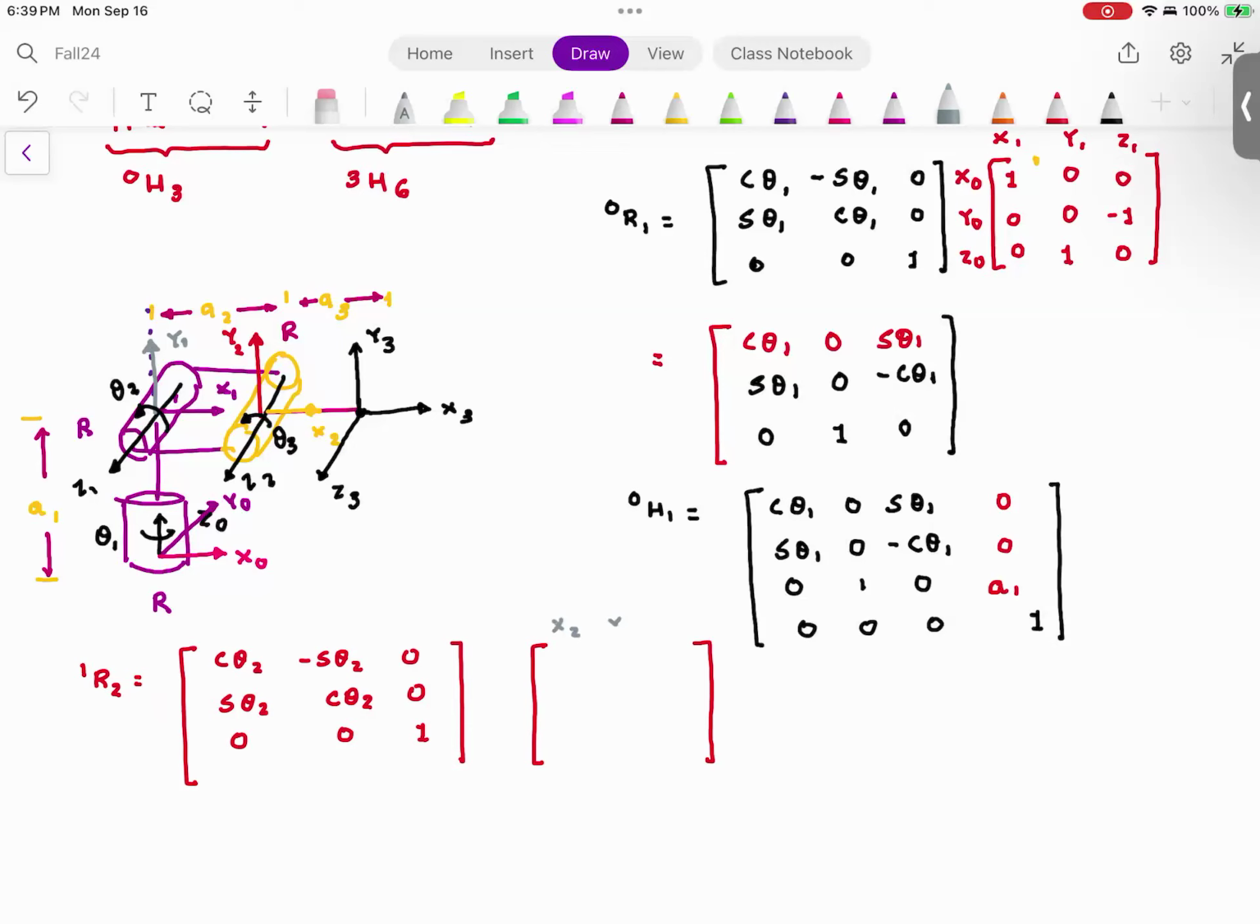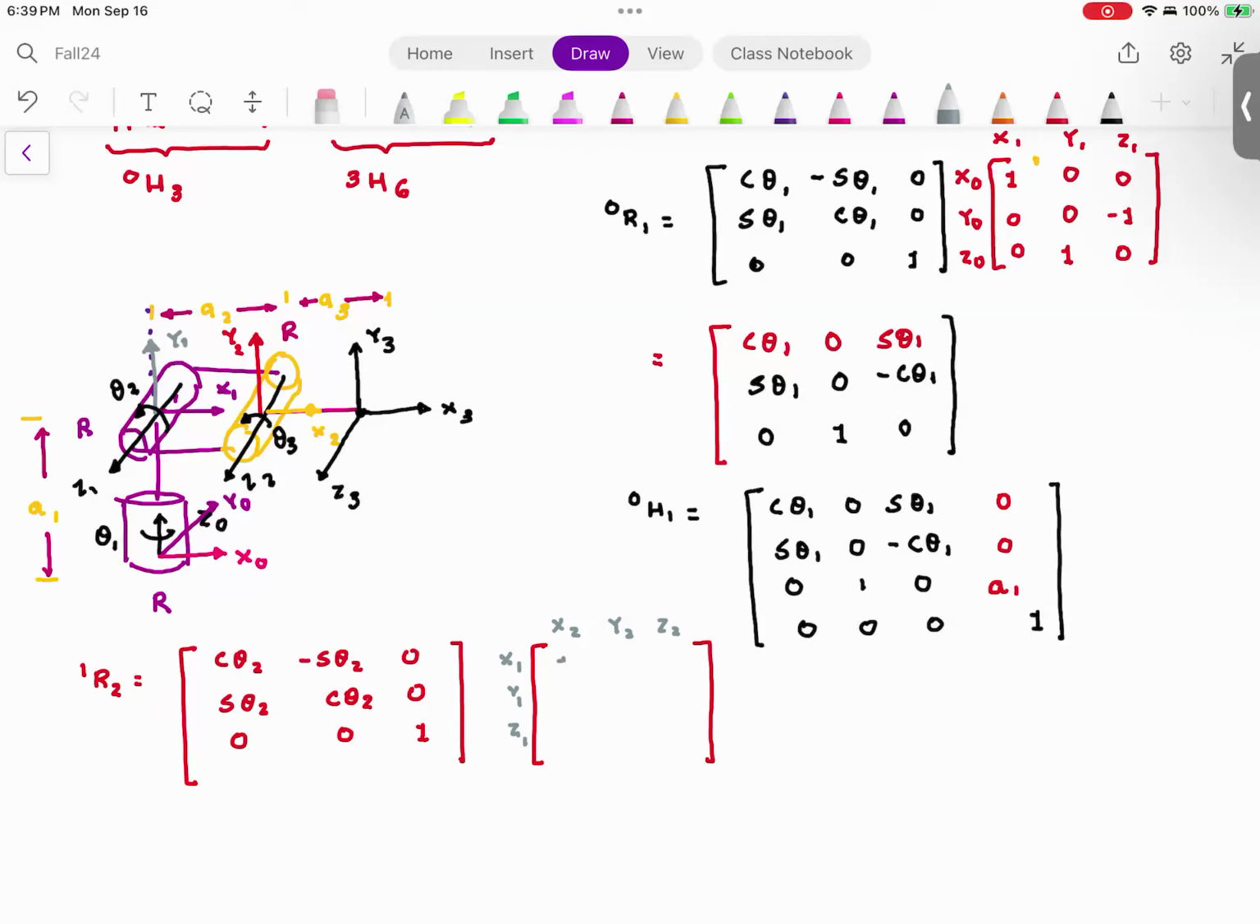X2, Y2, Z2. What is the old frame here? X1, Y1, Z1. Now, I want you to look at X2. X2 is aligned with X1. Do you agree with me? Same direction, arrow pointing in the same direction.